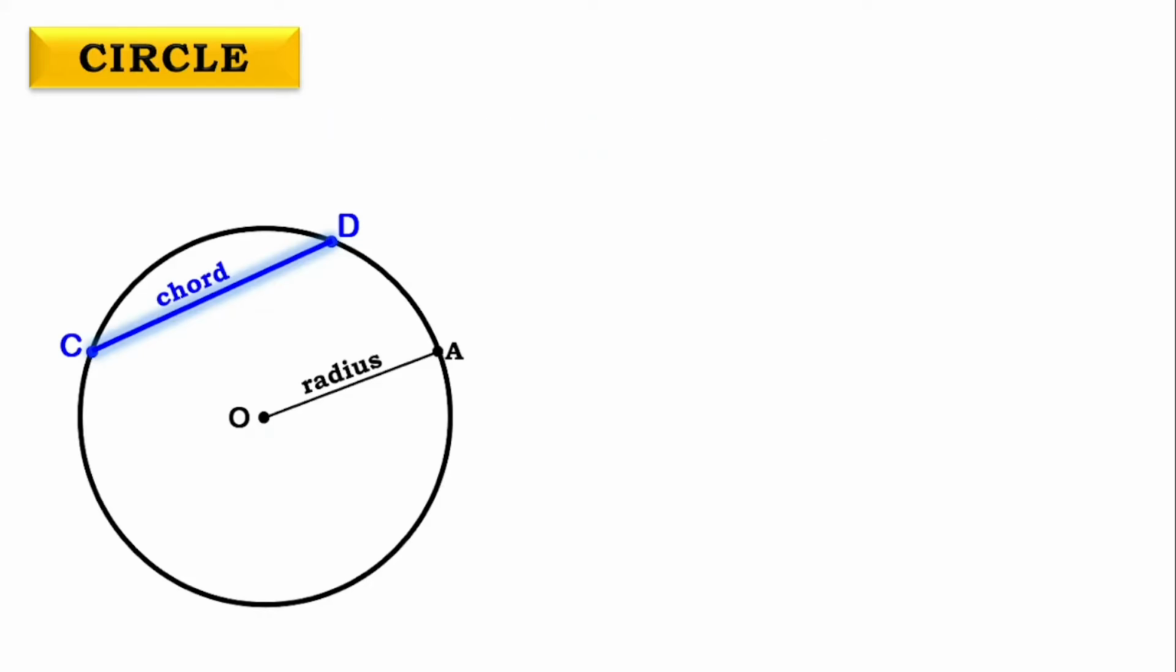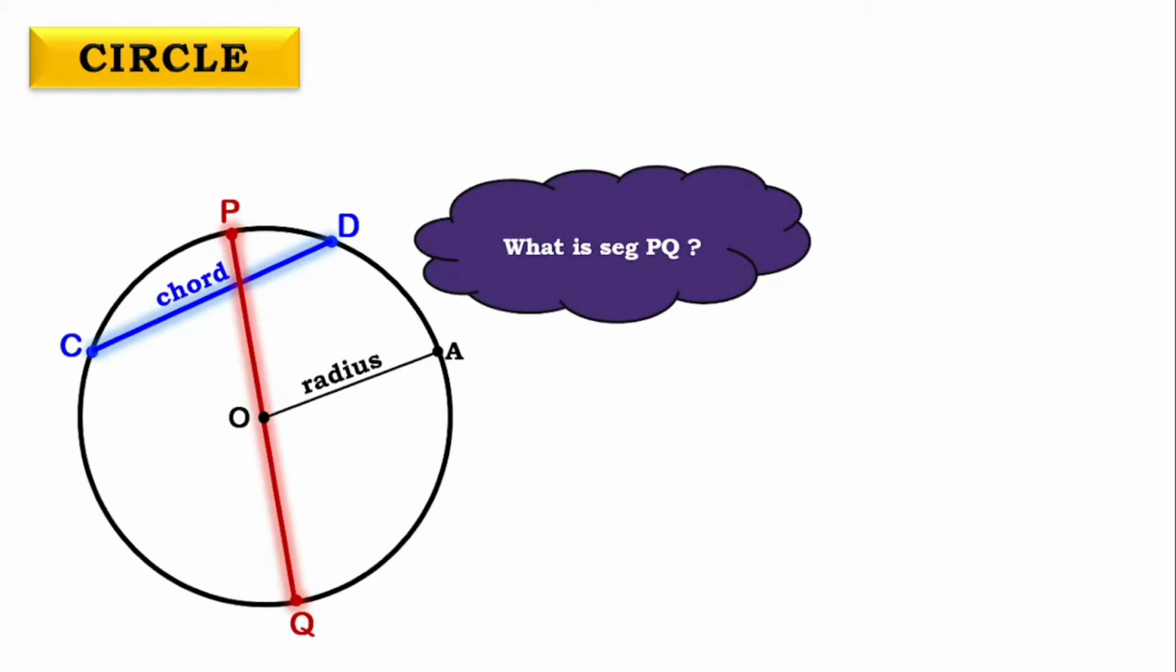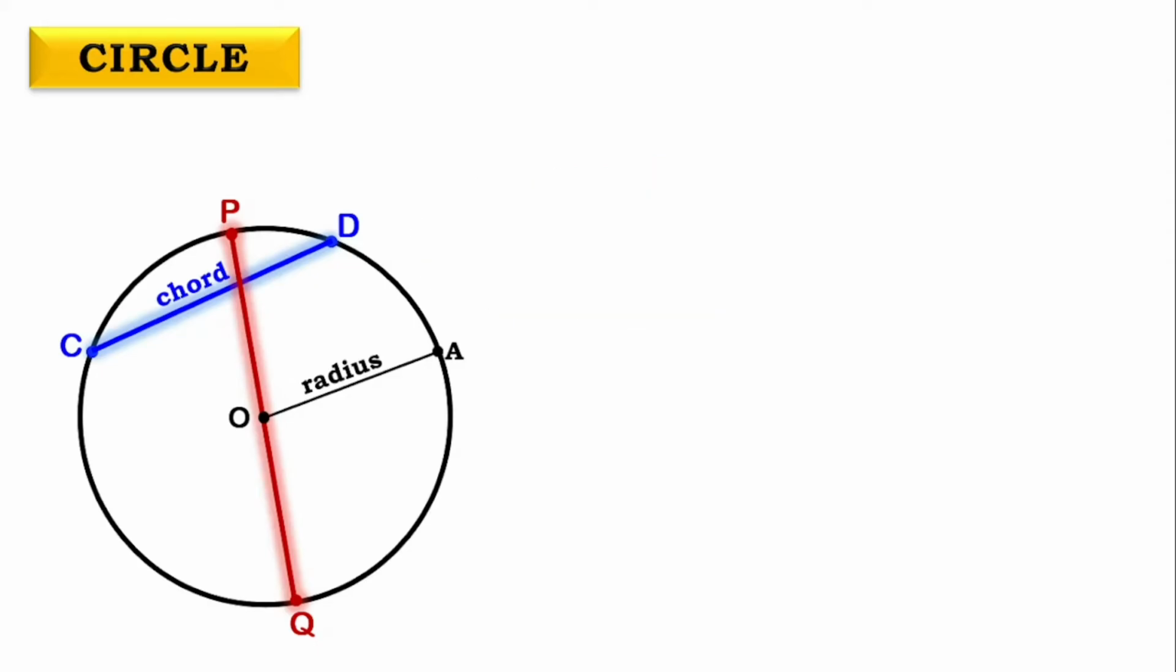Coming to the next topic, let us understand what is a diameter now. You can see something here in red color. This is PQ. So this PQ is a diameter. What is segment PQ? It is a chord, because it is a line segment whose endpoints lie on the circle. But this is a special chord. Why? Because it passes through the center. So this chord PQ passes through the center of the circle. Understood?